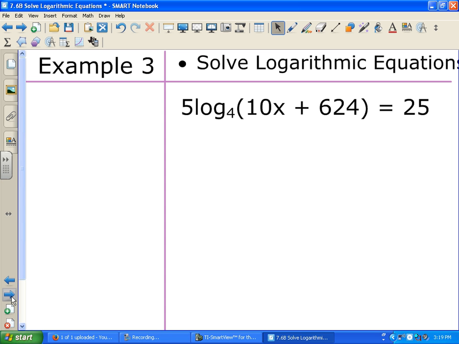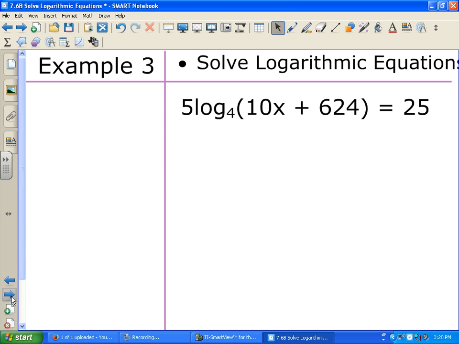Whew. That looks hard, Mr. Wood. 5 log base 4 of 10x plus 624 equals 25. Those are some big numbers. I thought you said we weren't allowed to use a calculator on this test. Well, it's not going to be too bad.